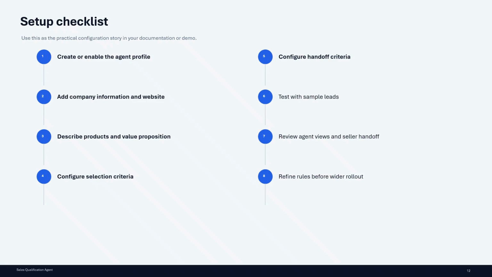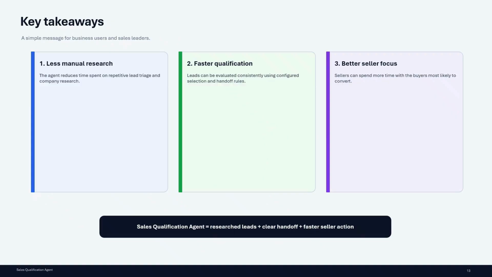After that, configure selection criteria and handoff criteria. Then test with sample leads, review how the agent processes them, and refine the rules before rolling it out more widely. The key is to configure, test, learn, and yes, improve.